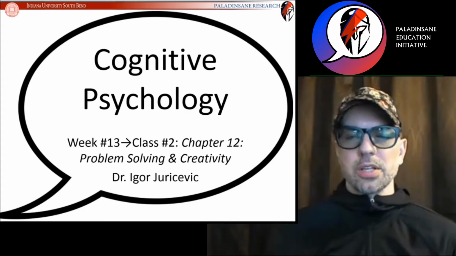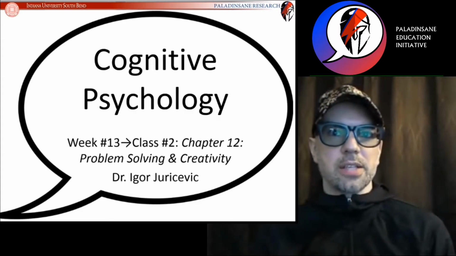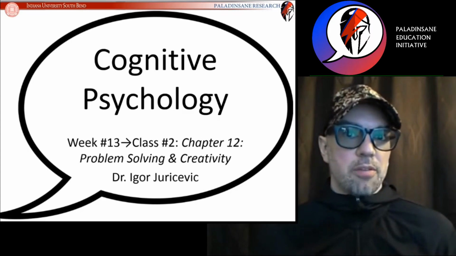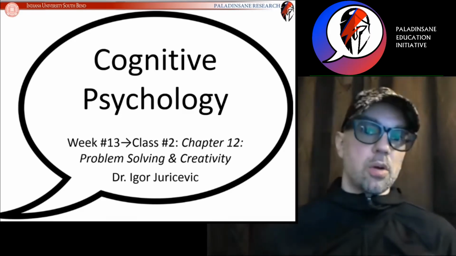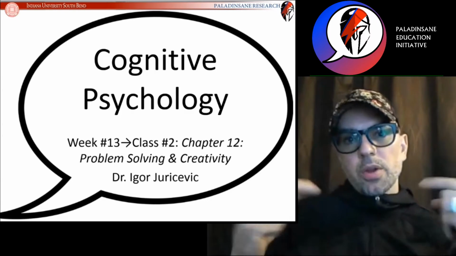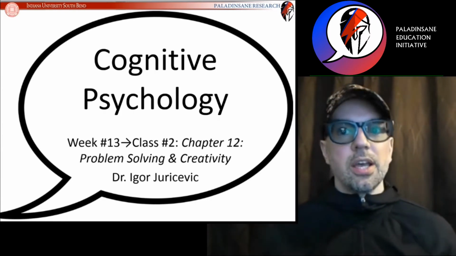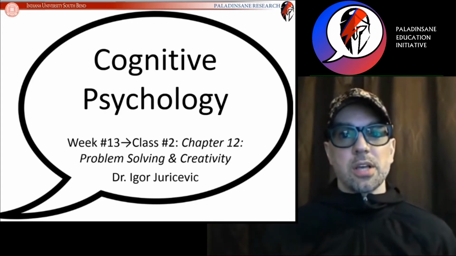So we're continuing to look at the higher order cognitive processes now. This time we're going to focus on how it is that we solve problems. When we encounter things that we don't know the immediate solution of, what are the cognitive processes that help us eventually attain that solution? In other words, eventually help us solve that problem.